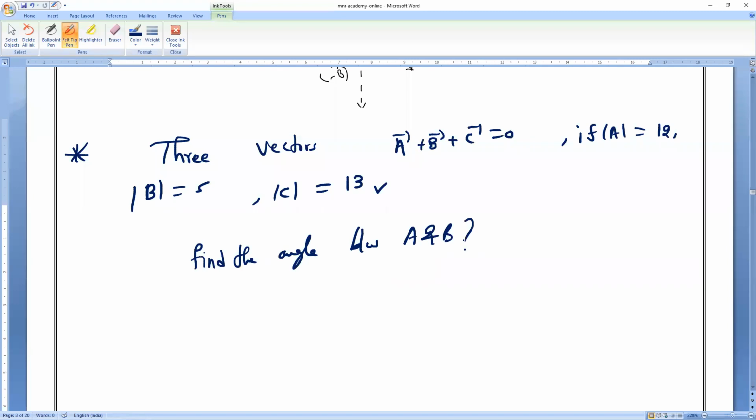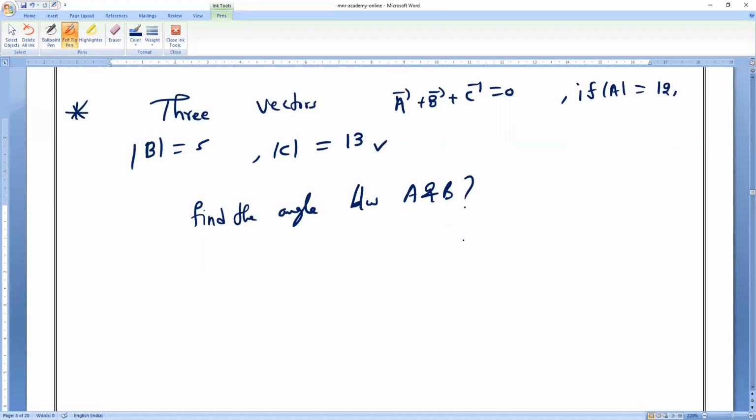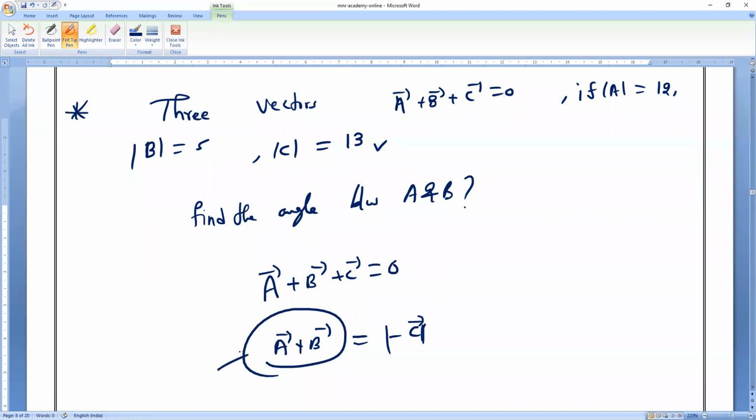So let me see who will answer. All of you observe they have given the sum of that. They're just asking the angle between A and B. So A plus B plus C, which is equals to what? Zero. Correct? All of you. Then I will write mod A plus B is equals to minus C. Is it right or wrong, everybody? Yes, sir. So now this is what they are asking. What is the angle between them? So that is only we can say what? Resultant. Is it right or wrong?